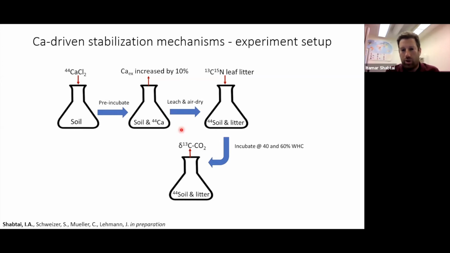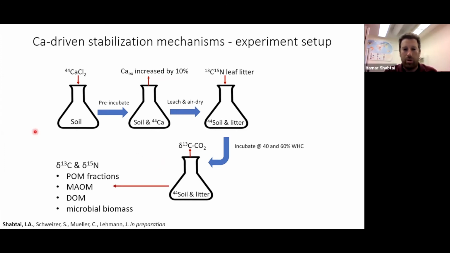And this incubation was carried until 50% of the plant litter was mineralized approximately. Throughout the incubation, we measured CO2. We also have some delta 13C CO2 measurements. We sampled the incubation at the beginning and end, and we isolated different fractions that I also showed in the previous project and measured carbon and nitrogen elemental percentages and isotope ratios to try to follow this labeled litter tracer into the different pools.